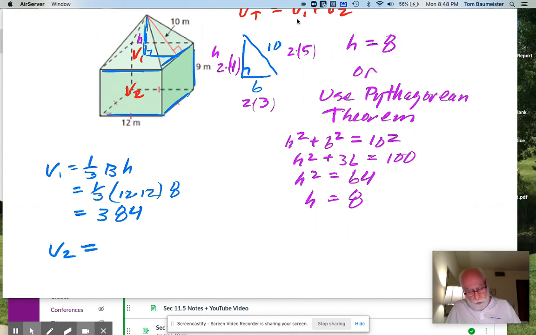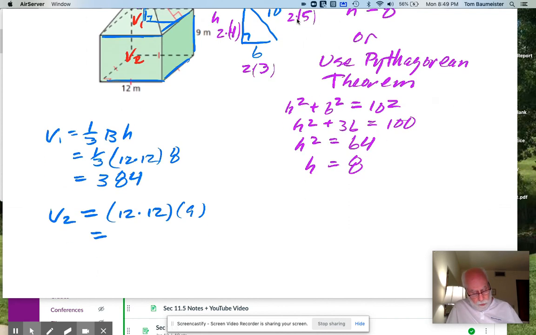The volume V2 would be the area of the base, which is 12 times 12, times the height. And if you work that one out, you get 1,296.